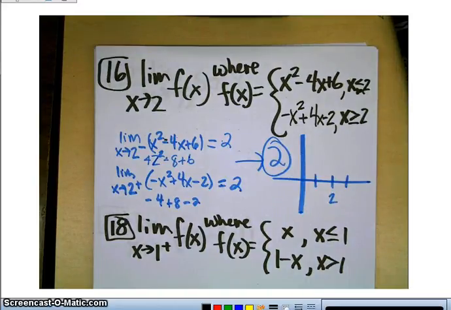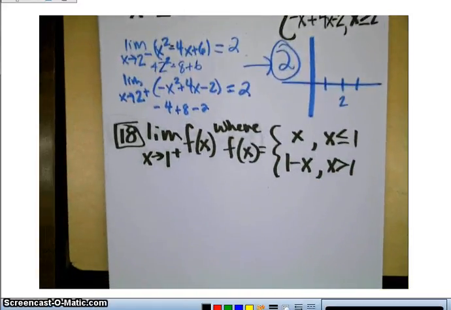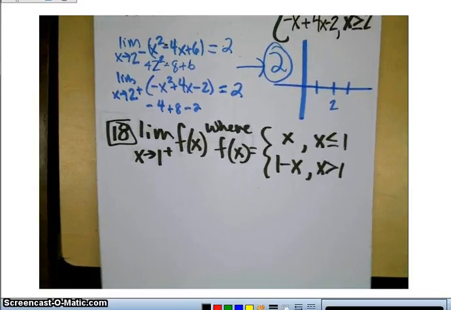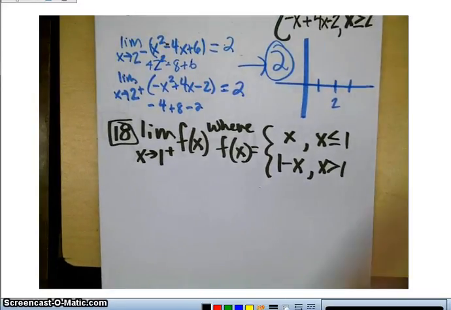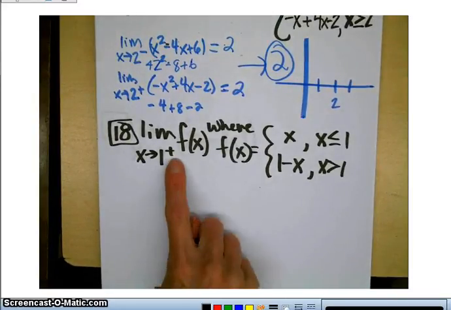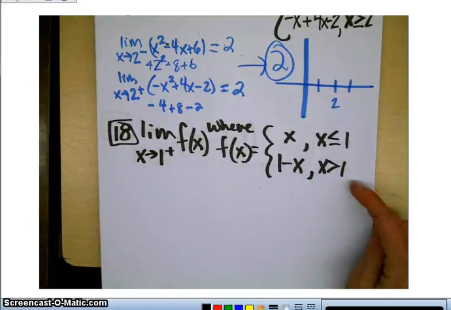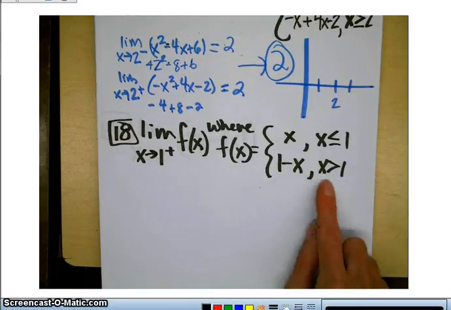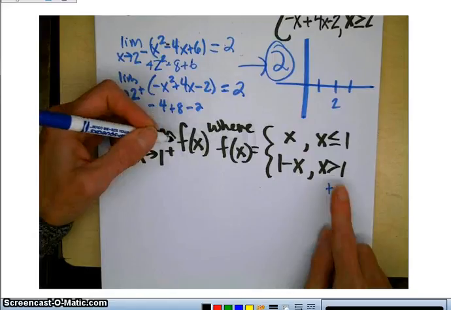Okay, so this one is a function. It's the same type of question, but it's not asking for the two-sided limit. It's asking for the one-sided limit from the positive. So our job is to pick out which one of these pieces of the piecewise function represents from the positive. Above 1. It's this one. This is from the positive, above 1.